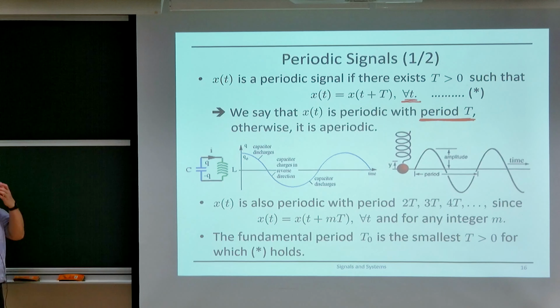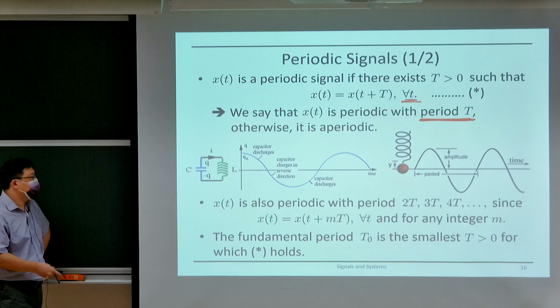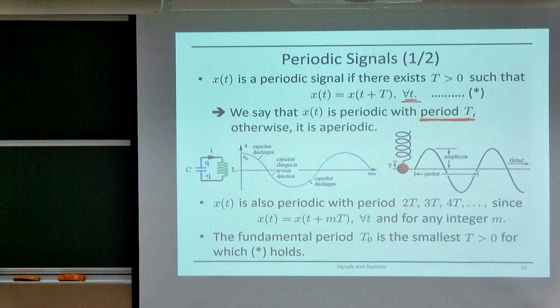So these examples give you periodic signals that look like a sinusoid. But certainly periodic signals do not necessarily have to be sinusoids. You can have periodic square signals, periodic triangular signals, and so on.